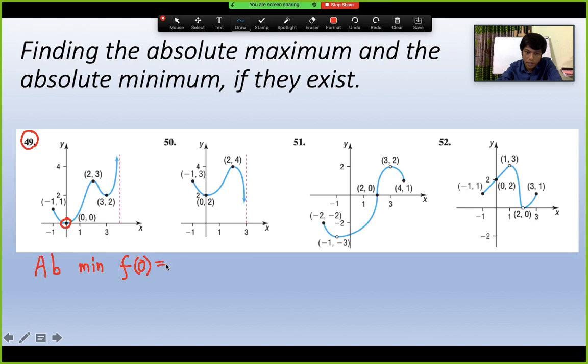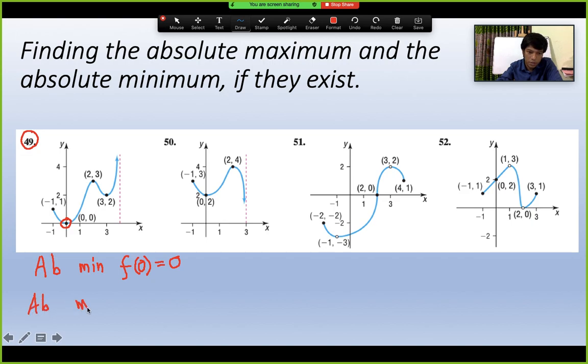Why are we writing it this way now? So that we combine all of the answer. Or we can say that the absolute minimum is at 0 and the value of the absolute minimum is also 0. Okay. And absolute max, what is the absolute maximum here?